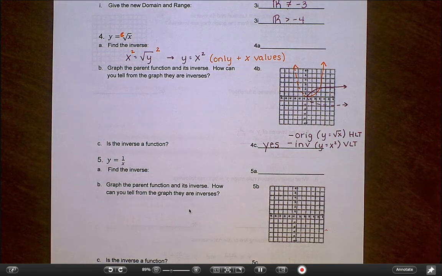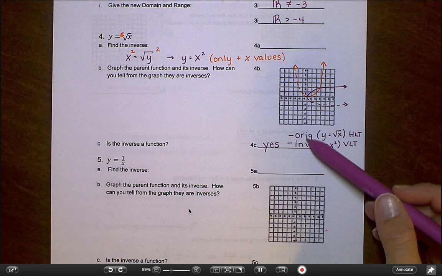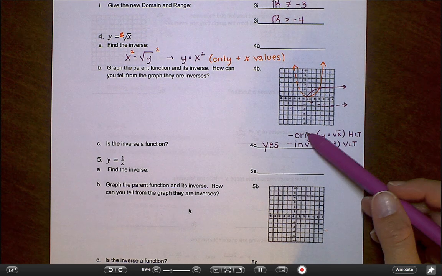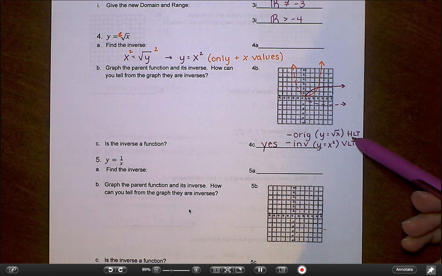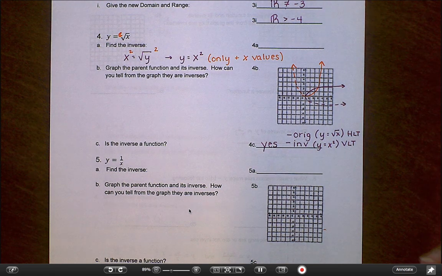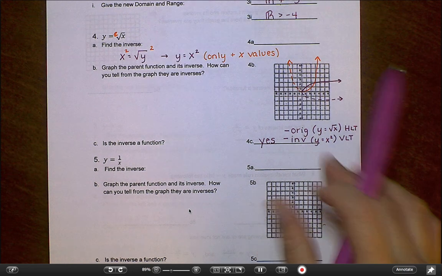Either one of those answers would be correct, okay? But you do need to specify which one you're talking about, the original or the inverse, when you're talking about these 2 tests so that I know that you're using the correct one. Okay, either one of those answers would be fine though.